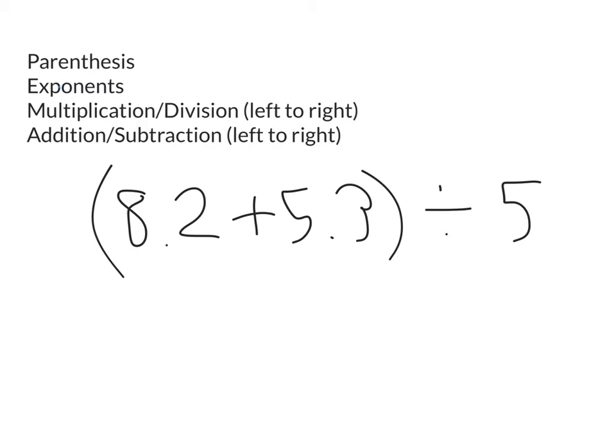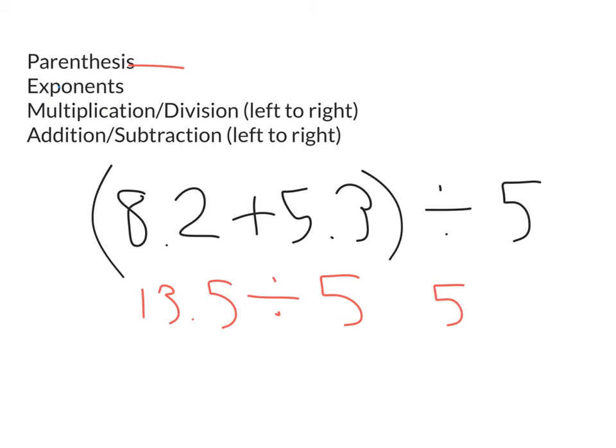So here's another problem, 8.2 plus 5.3, that quantity divided by 5. So what I'm going to do is look up here. I've got parentheses, so I have to do that first. 8.2 plus 5.3 is going to be 13.5. Now the parentheses go away. I'm just left with divided by 5. So now I just have to do that division.